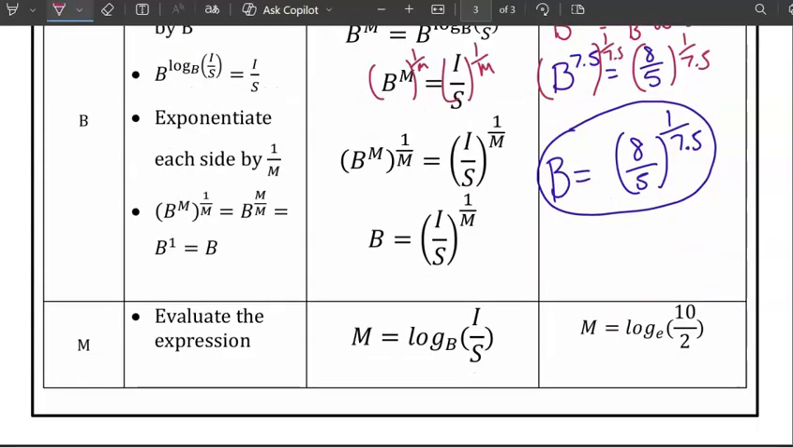And then the last one, if we're looking for m, we're just evaluating the expression. No solving needed. You would just plug this into the calculator if you wanted to approximate it.